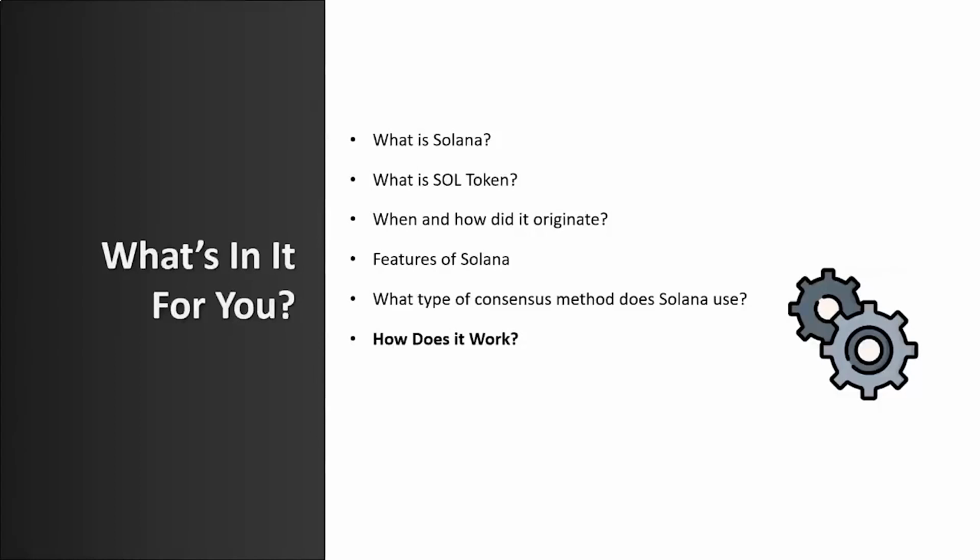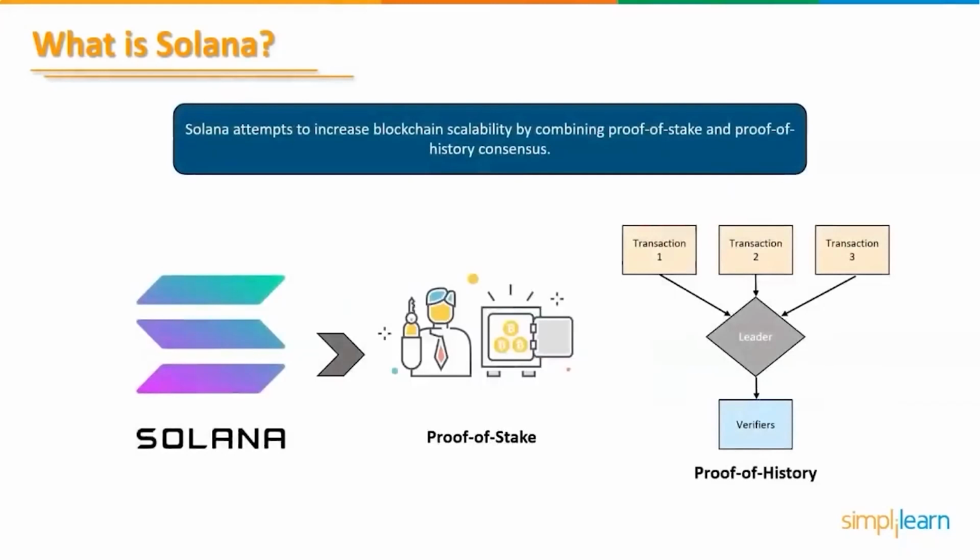Solana is a cryptocurrency that is used to pay for transactions on a decentralized computing network. Solana attempts to increase blockchain scalability by combining proof of stake and proof of history consensus. As a result, Solana promises to be capable of processing 50,000 transactions per second while maintaining decentralization.